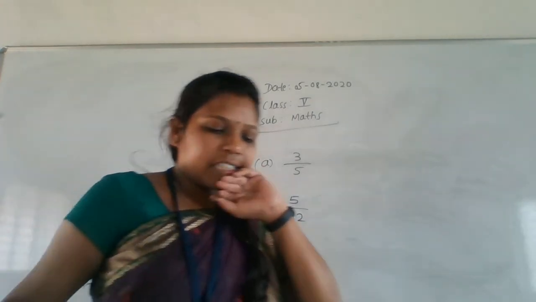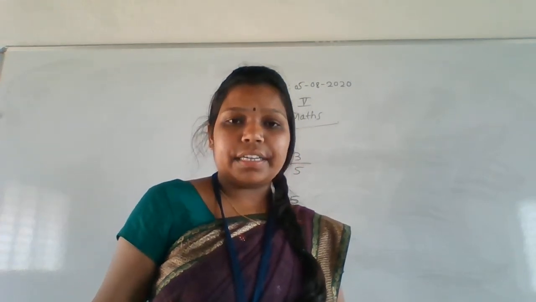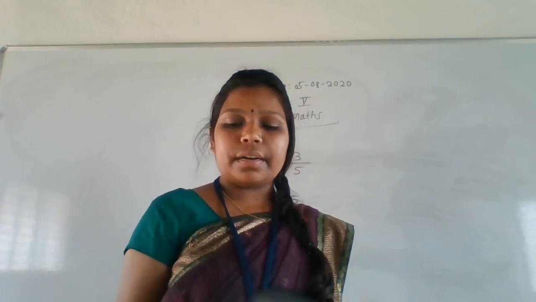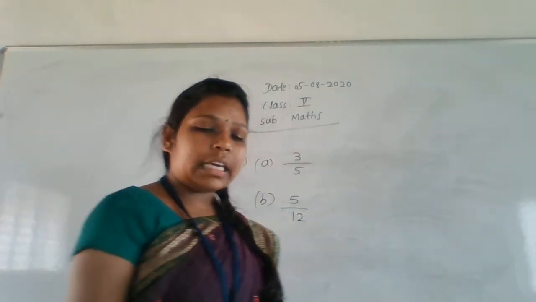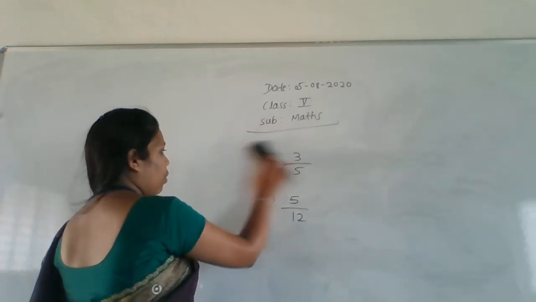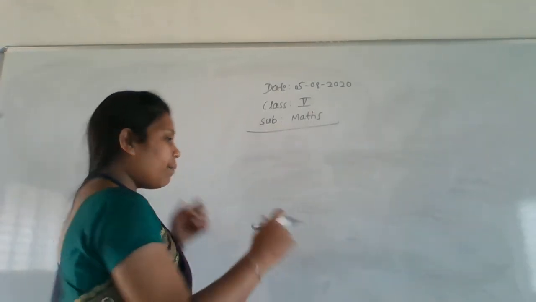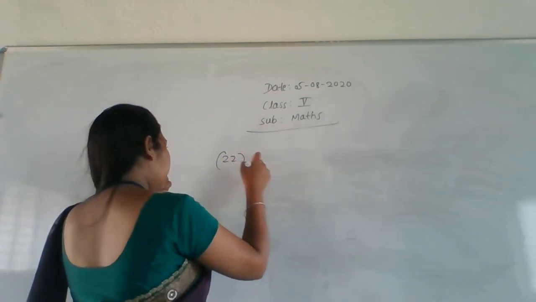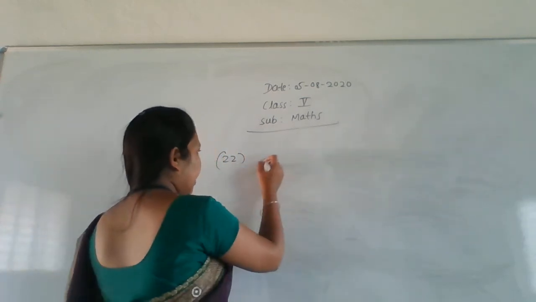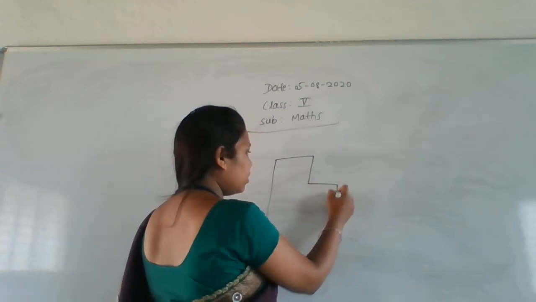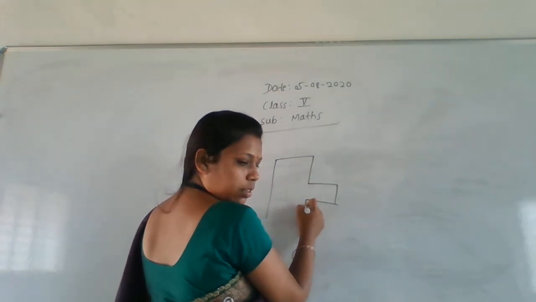Okay. Next one is: find the missing length in the figure below if its perimeter is 29 centimeter. If the perimeter is 29 centimeter, you have to find the missing length. How to find the missing length here? In question 22 here, they have given one diagram like this. It is there.